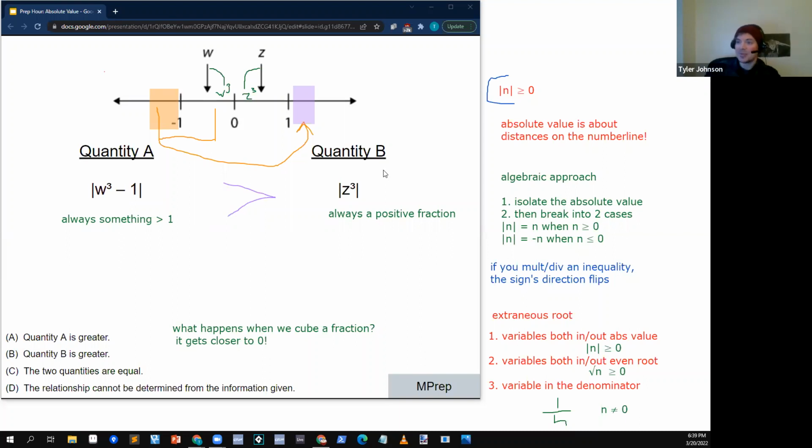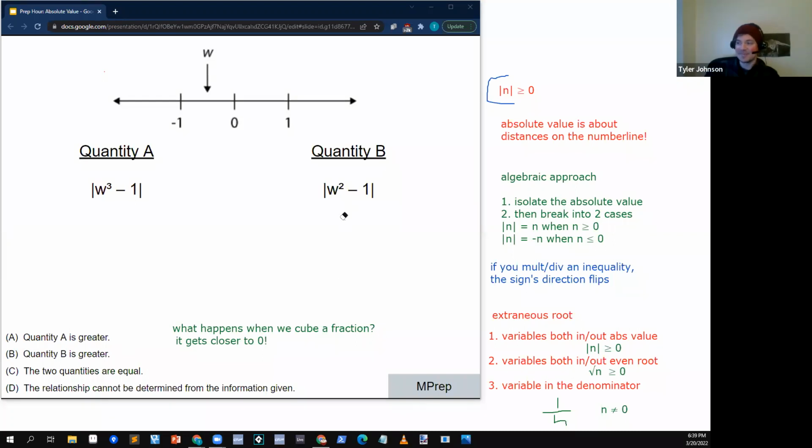Let's mess around with this problem a little bit more. I'm going to change some of the values here. If we got rid of z entirely, and we made this just w, and I changed quantity B, how does that affect the answer? Try this new one and chat me.